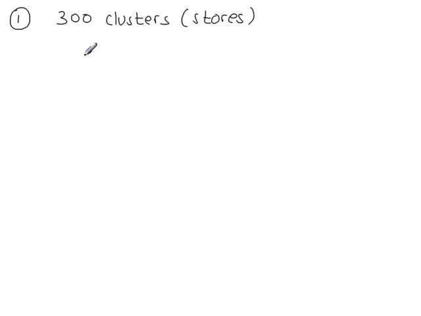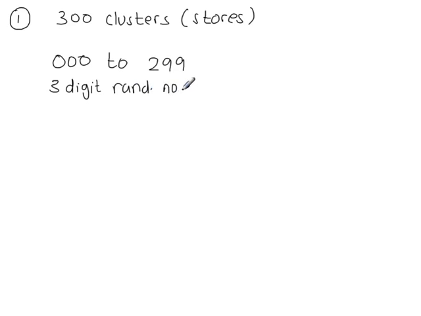We number them 000 to 299, and then we select 3-digit random numbers. Ignore repeats and ignore numbers greater than 299.